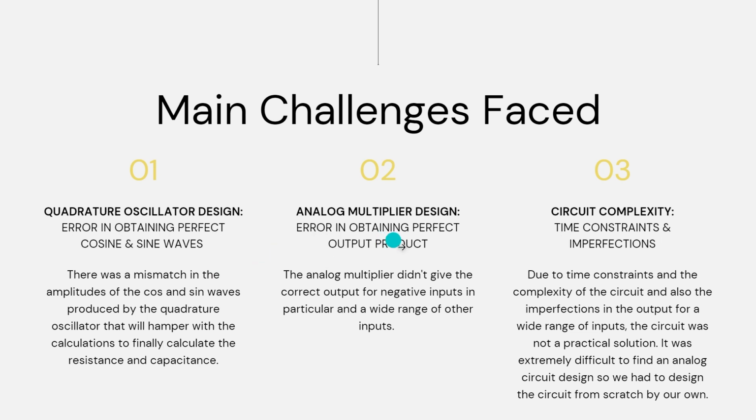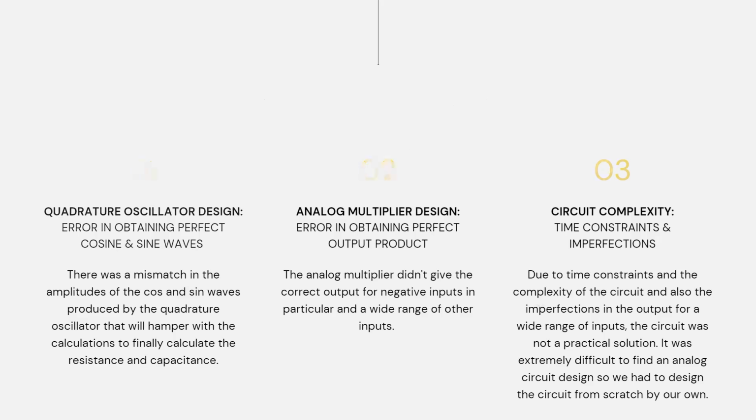Then, the analog multiplier is pretty difficult to design in hardware. It was not giving the correct output for negative inputs, and it was not multiplying the two inputs accurately. That's the major problem with our analog multiplier. Circuit complexity is also an issue, because, as I mentioned earlier, a lot of blocks are involved, so even a small issue ends up as a larger issue at the output.